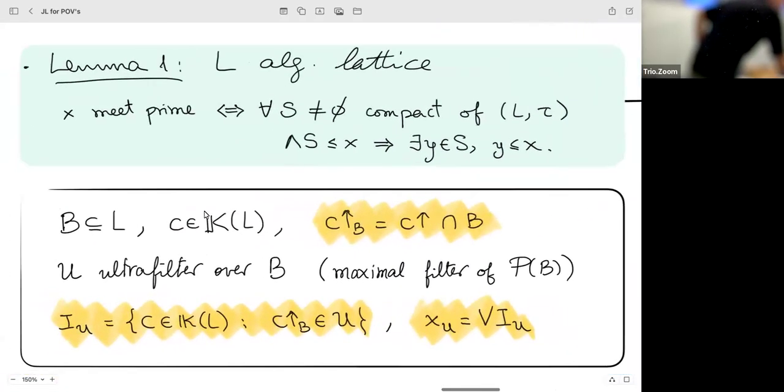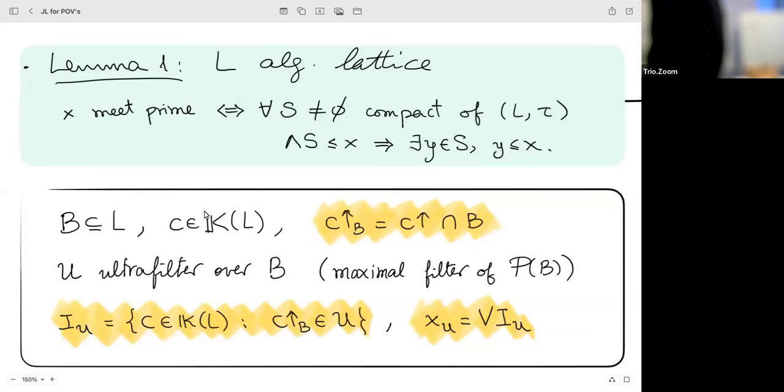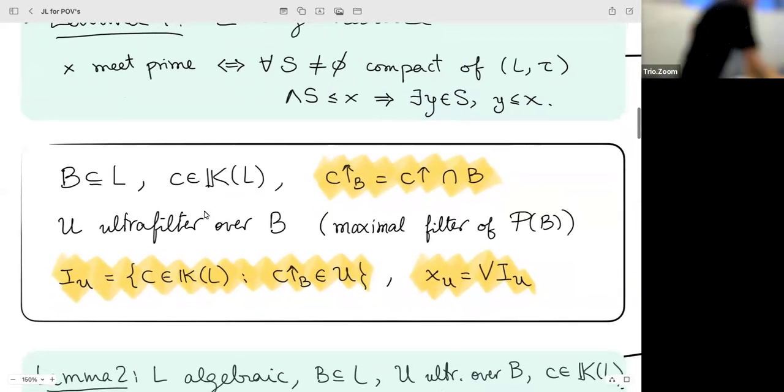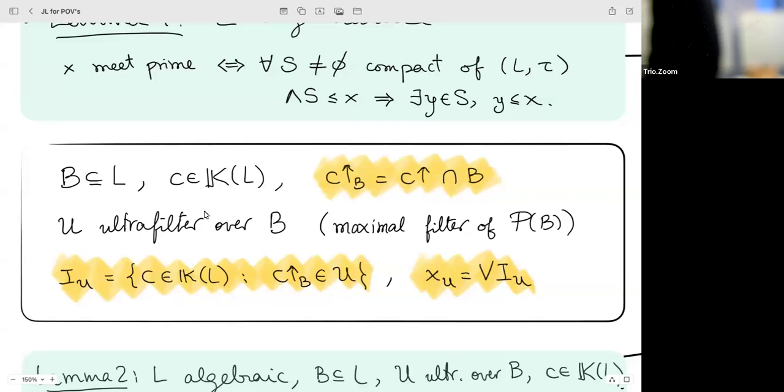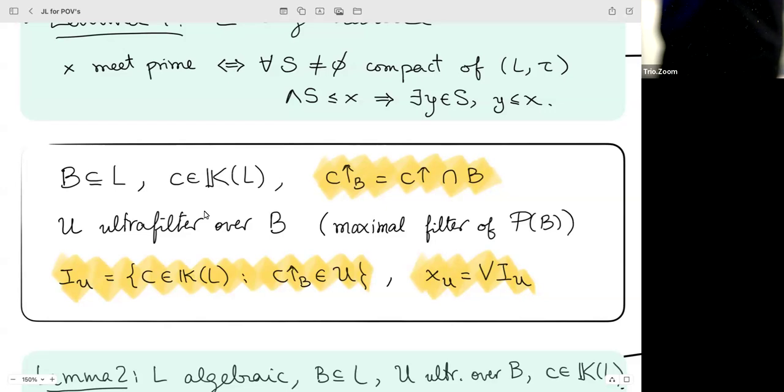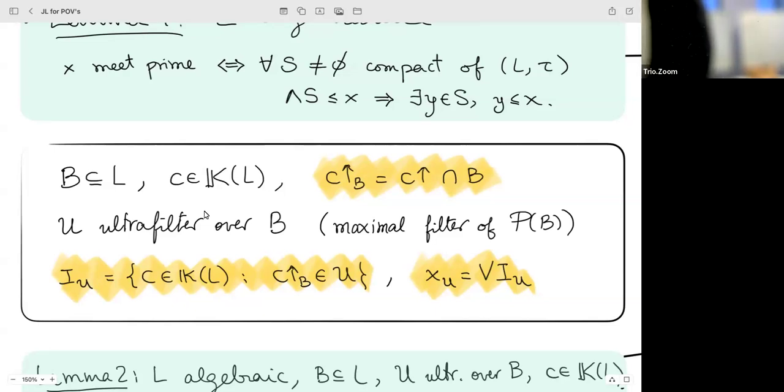Okay, so we changed now: mid prime is now characterized with compact sets, not only finite sets. That is going to be important. Now suppose that you have a subset B of your algebraic lattice and a compact element c. I denote by c upper E the upper set of c intersected with B. So what I'm really doing is taking the subset B and restricting the topology to that set, taking the intersections of all the basic open sets with it. If you have an ultrafilter U over that set B, which just means a maximal filter of the power set of B, then we define I_U to be all the compact elements c such that this basic open set sits inside U. And now I take X_U to be the join of all those.